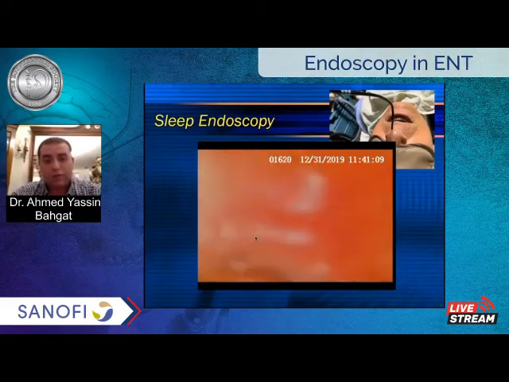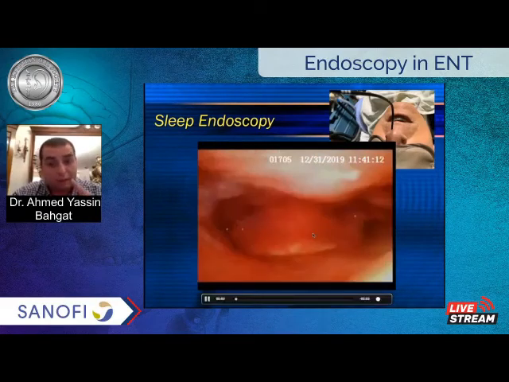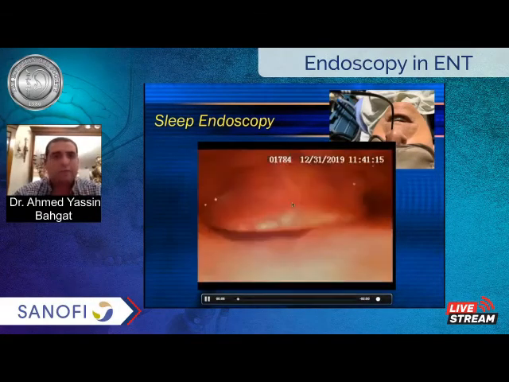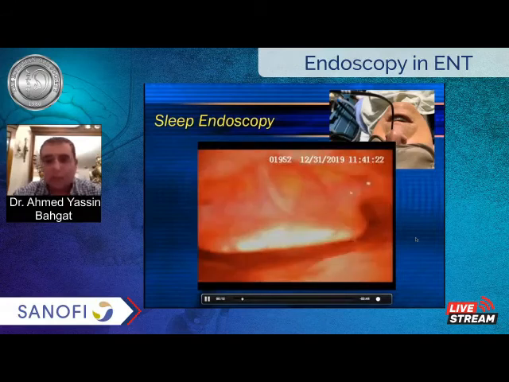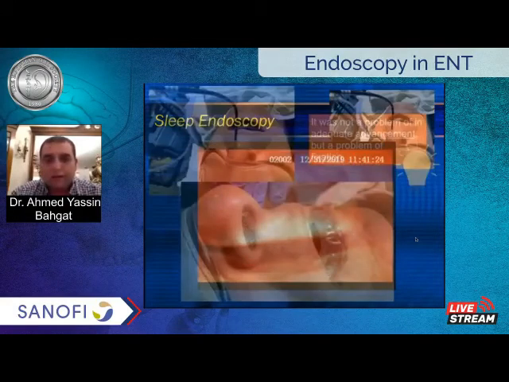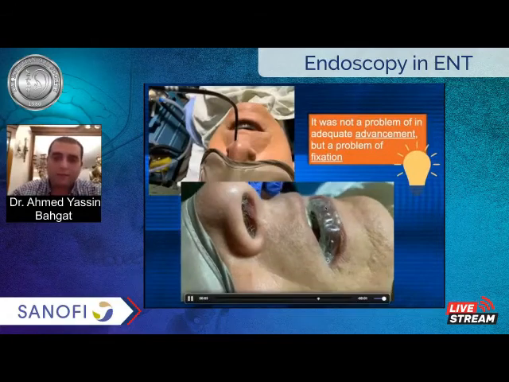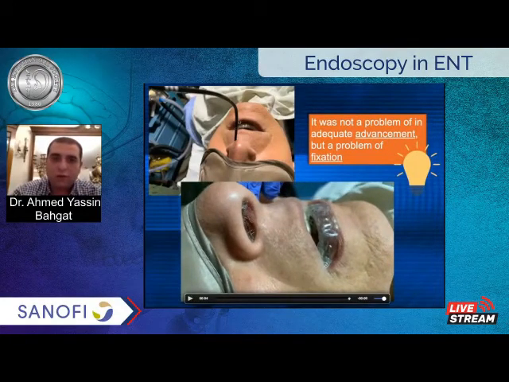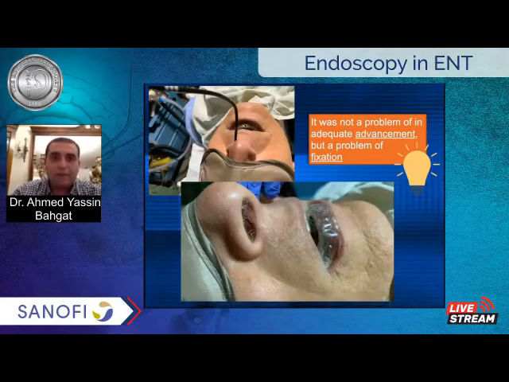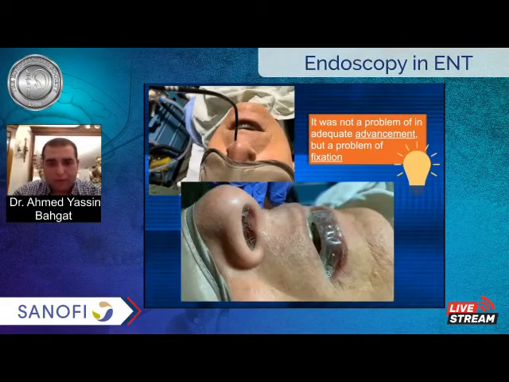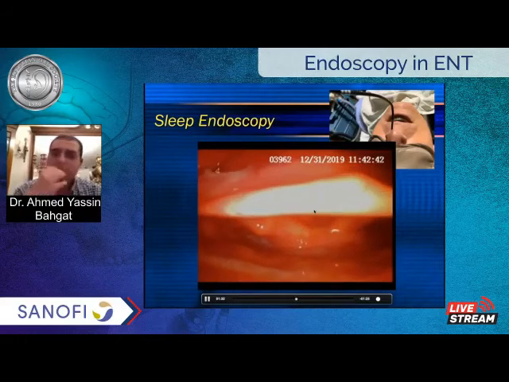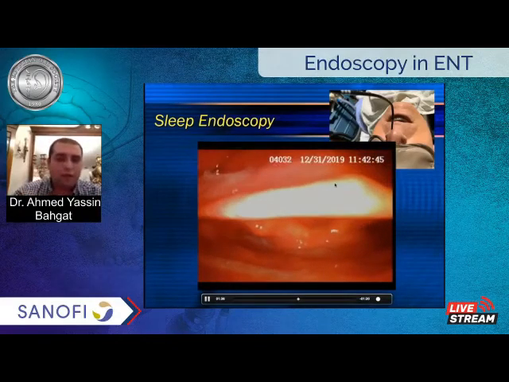We did sleep endoscopy for this patient, and we found that with the MAD in place, the epiglottis is again collapsing. But here's what we found. When the patient started to sleep, the MAD slipped from his lower teeth. You can see, you don't see the lower teeth. Here the jaw is in place, but after he slept, there is improper fixation of the lower teeth to the oral appliance. And when we just put the oral appliance in place, just the lower teeth in place, the airway is open.